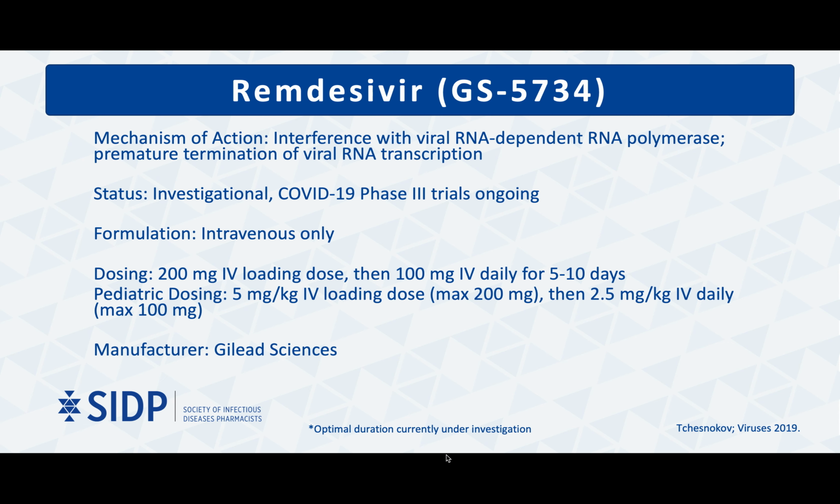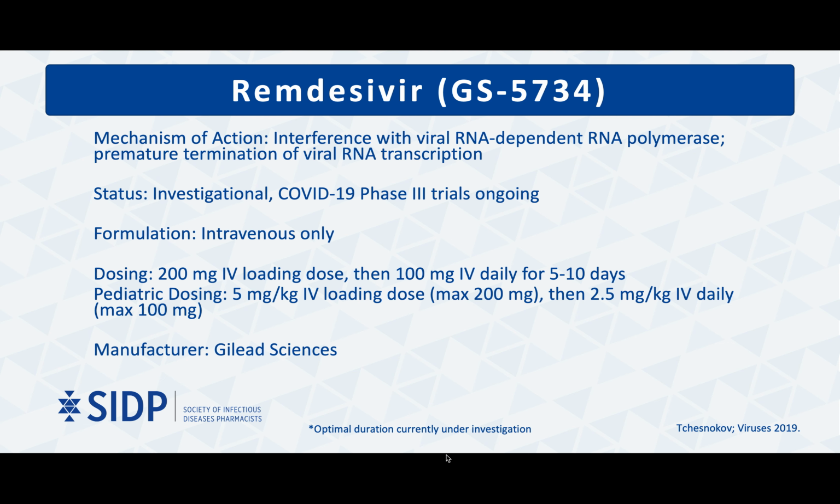Mechanistically, Remdesivir interferes with viral RNA-dependent RNA polymerase, leading to premature termination of the viral RNA transcript. Phase 3 clinical trials are ongoing for its use in the treatment of COVID-19. It is formulated as intravenous use only, and for dosing in adults, there's a 200 milligram load on day 1, followed by 100 milligrams daily thereafter for a duration of 5 to 10 days depending on the trial.